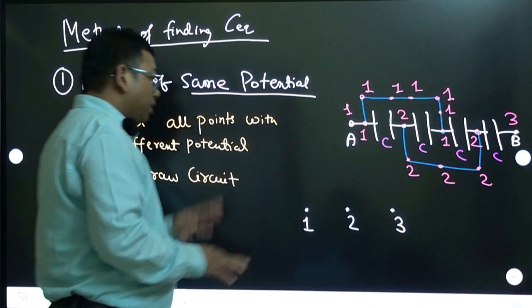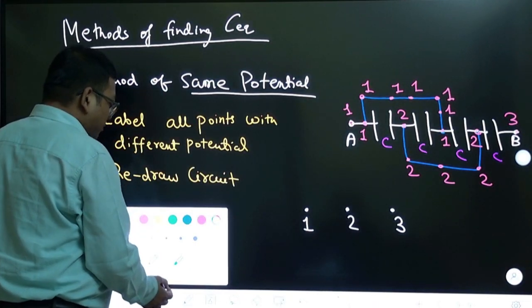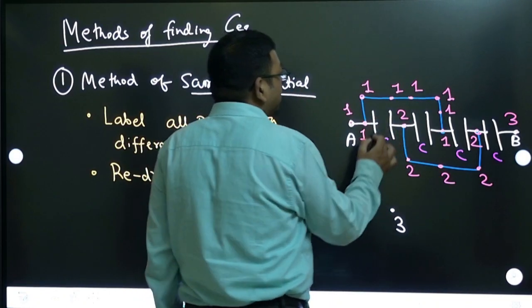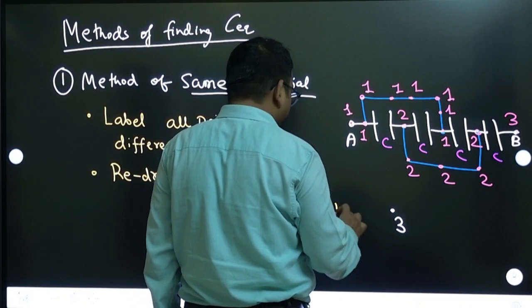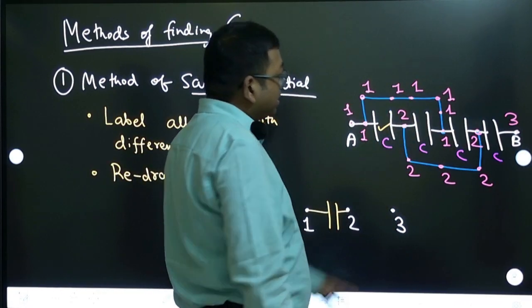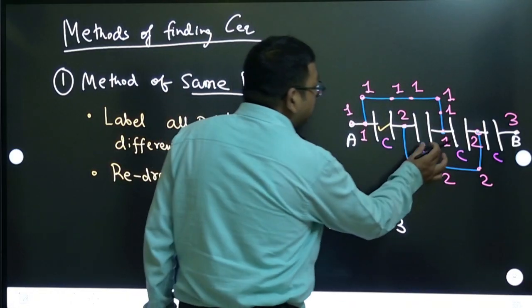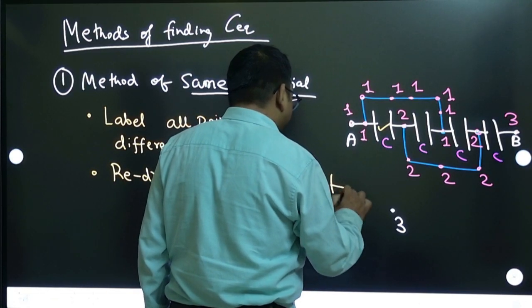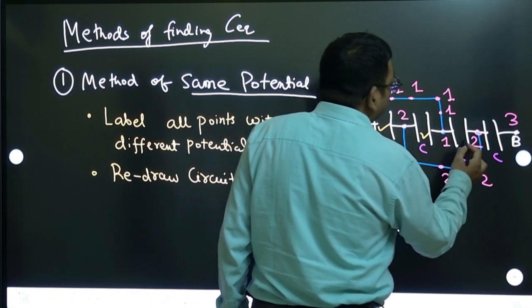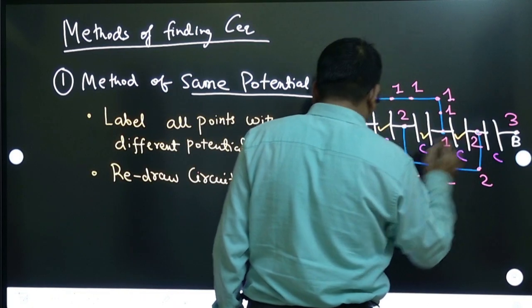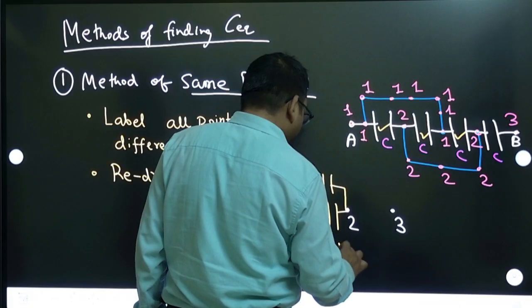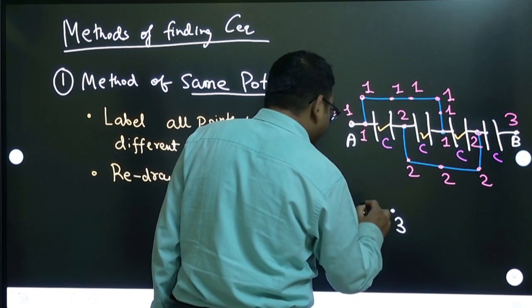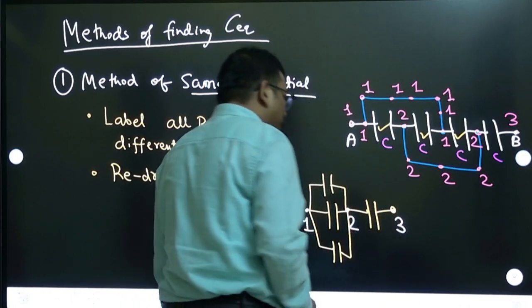Now let us try to make capacitors between them. This first capacitor is between 1 and 2, so draw one capacitor between 1 and 2. Now the second capacitor is between 1 and 2 again, so draw one more capacitor between 1 and 2. What about this? This is also between 1 and 2 only, so draw another one. What about this capacitor? This is between 2 and 3, so between 2 and 3, draw one capacitor. Done. Are you understanding this?